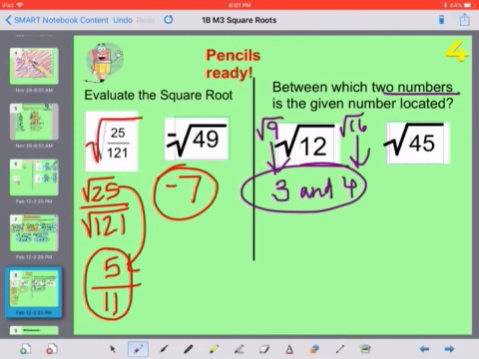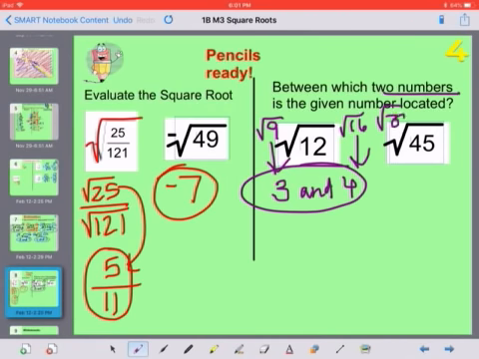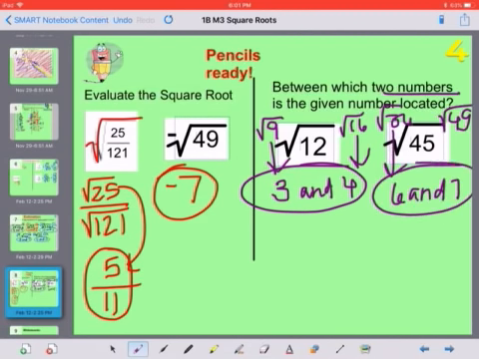Square root of 45. Let's find 45 on our list. 45 would go somewhere in between here. Square root of 45 is between 36 and 49, those two perfect squares. Between the square root of 36 and the square root of 49, which is really between 6 and 7.